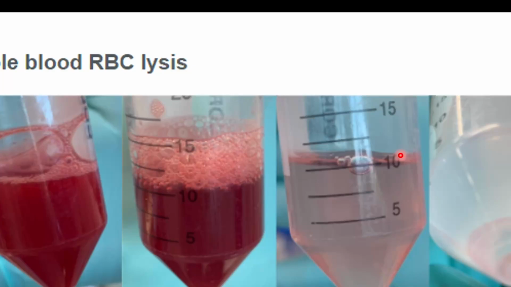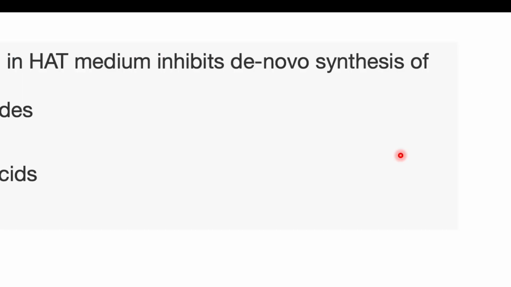Okay, great. Moving on to the next question. Question number 7. Aminopterin in HAT medium inhibits de novo synthesis of dash. Okay, we have discussed this at length. So this question should be a piece of cake for everyone. Aminopterin in HAT medium inhibits the de novo synthesis of dash. Option A, nucleotides. Option B, lipids. Option C, amino acids. Option D, sugars.